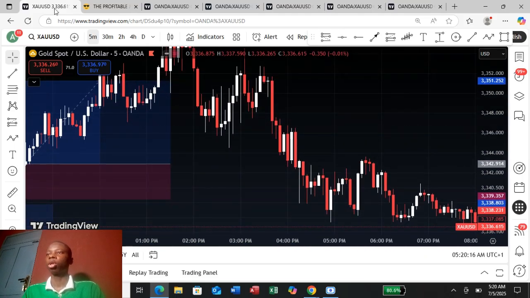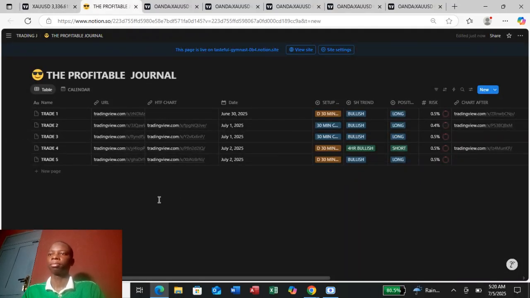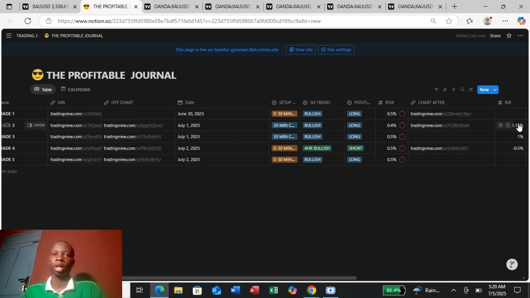So now moving forward, the total is already three trades. As you guys can see, the first trade I made 1.14%, while the second trade I made exactly 1%, $50. And so now let's go to the third trade right here.